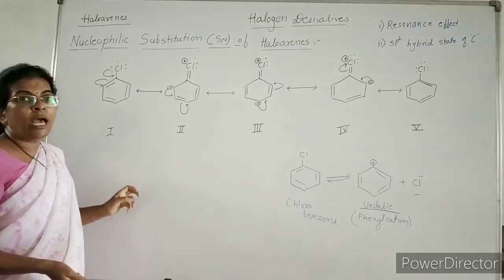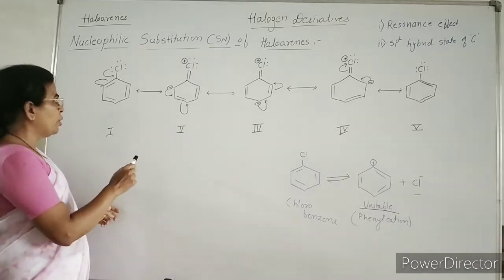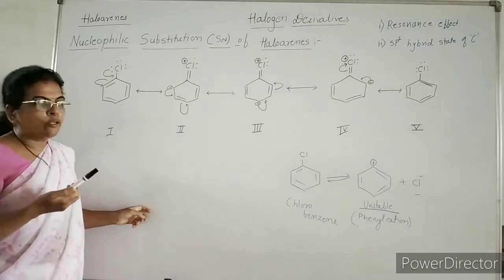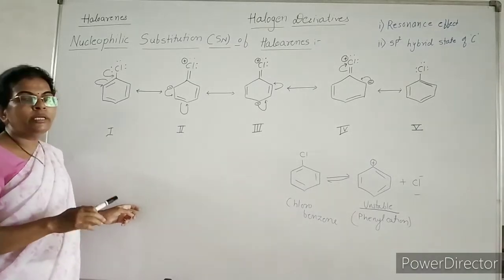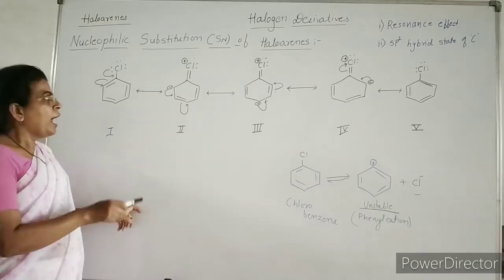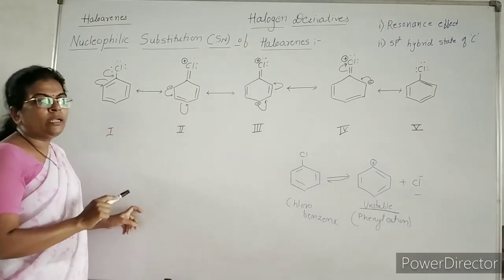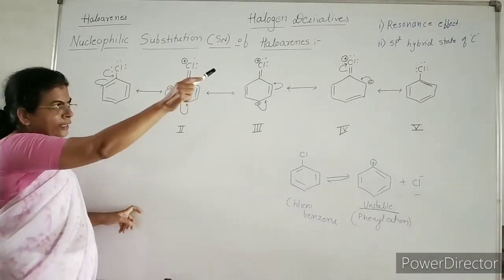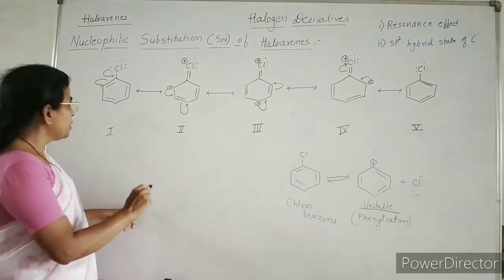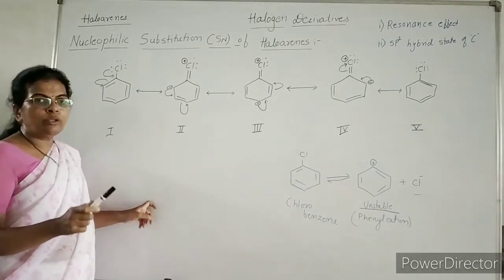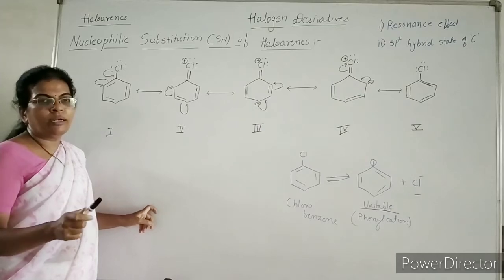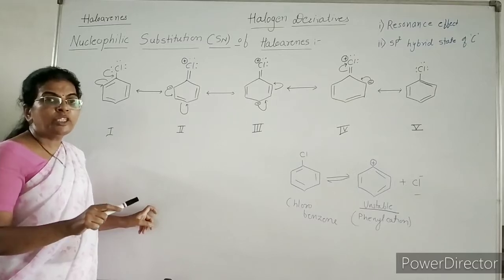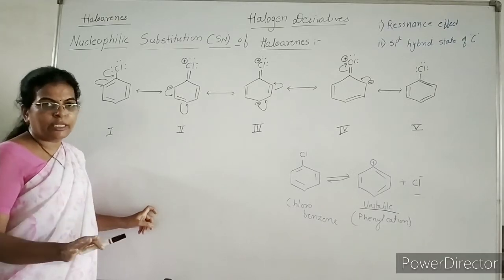These halogen atoms are highly electronegative. Therefore, these electronegative halogen atoms withdraw electrons from the benzene nucleus towards themselves by inductive effect and deactivate the benzene ring, or aromatic ring, for nucleophilic substitution reaction. The second reason is the resonance effect. We know that in a conjugated system there are alternate double bonds and single bonds, and due to the conjugated system, delocalization of pi electrons takes place.